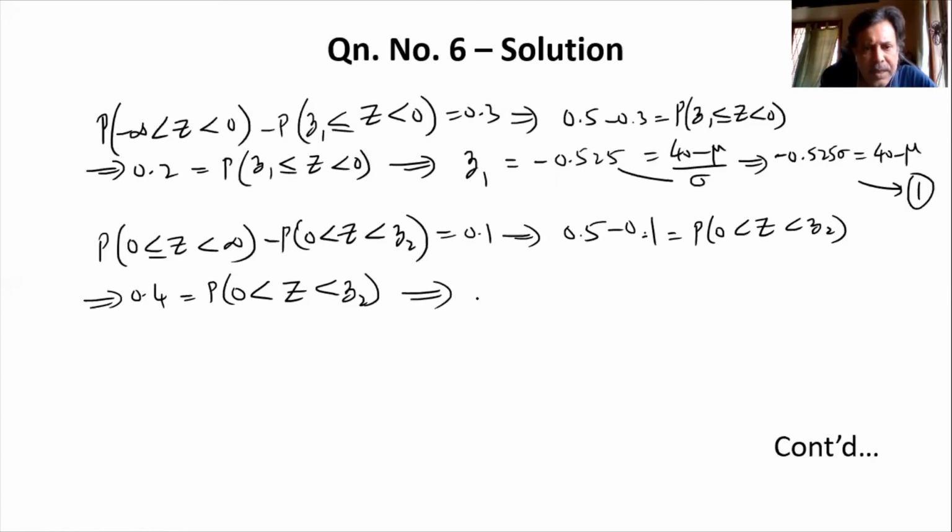Now, Z2 we get from tables. Same way, for this we will get it from the table, and we know Z2 is positive, so let me write a positive number. For a probability of 0.4, the Z2 will be 1.28, right?